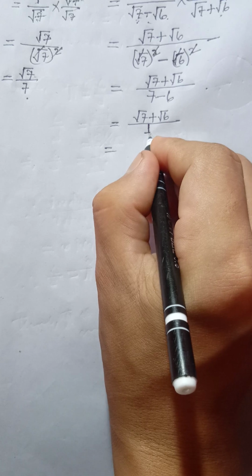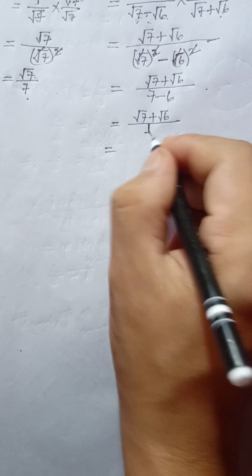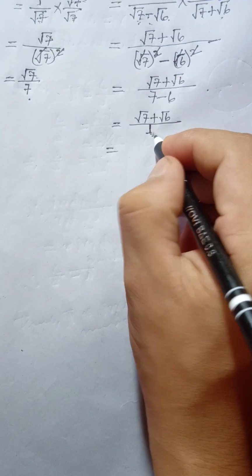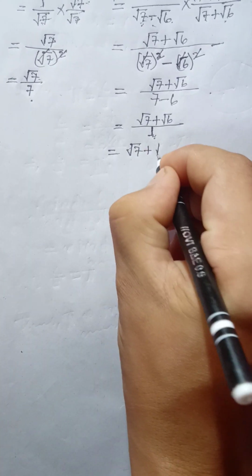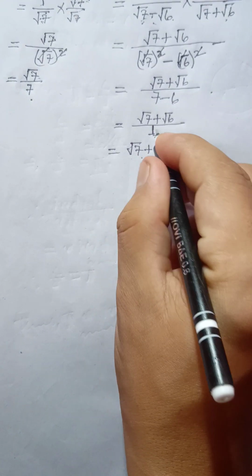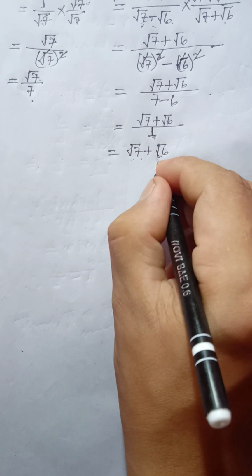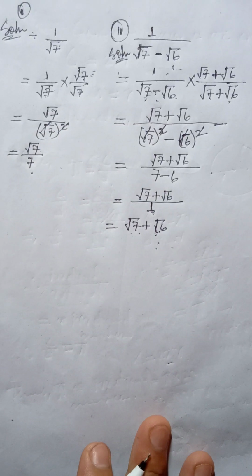Actually, the number in the denominator is expressed in the form of a rational number from an irrational number. That's what we do here. We can write this as root 7 plus root 6. Even though we didn't write 1 in the denominator, when we write it in this form, we know that 1 is in the denominator. That's all. Then let us proceed to the next problem, Roman number 3.